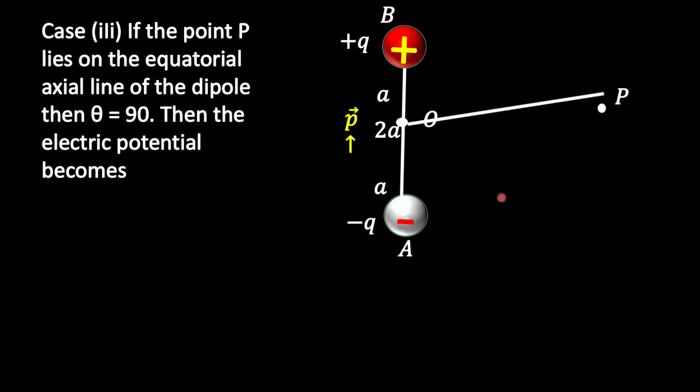If theta is equal to 90 degrees, the point P lies on the equatorial plane of the dipole. Cos 90 is equal to 0, so the potential becomes 0.